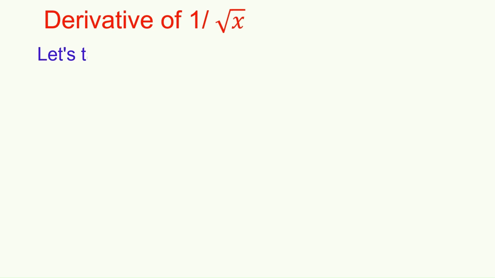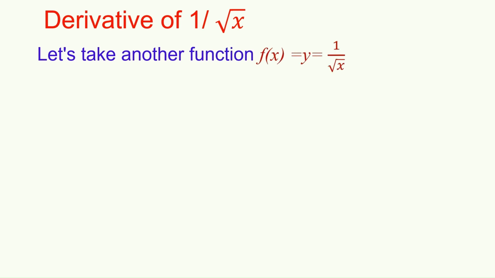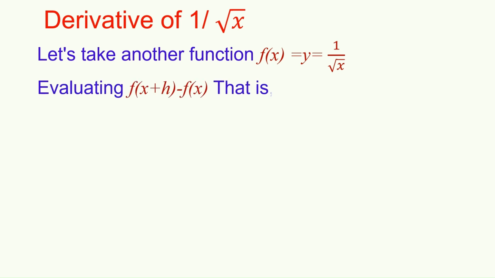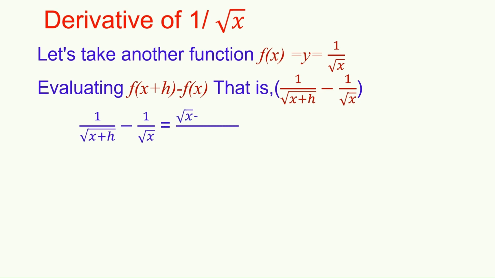Derivative of 1 divided by square root of x. Let's take another function f(x), y equals 1 divided by square root of x. Evaluating function of x plus h minus function f of x, that is, 1 divided by square root of x plus h minus 1 divided by square root of x, or solving the fraction by LCM method.